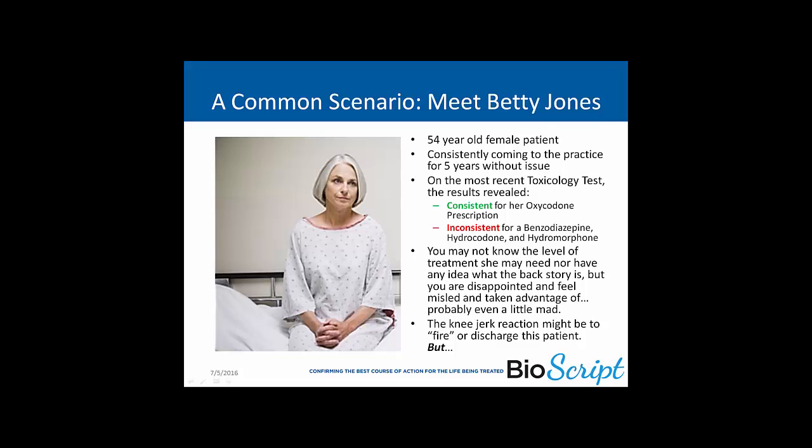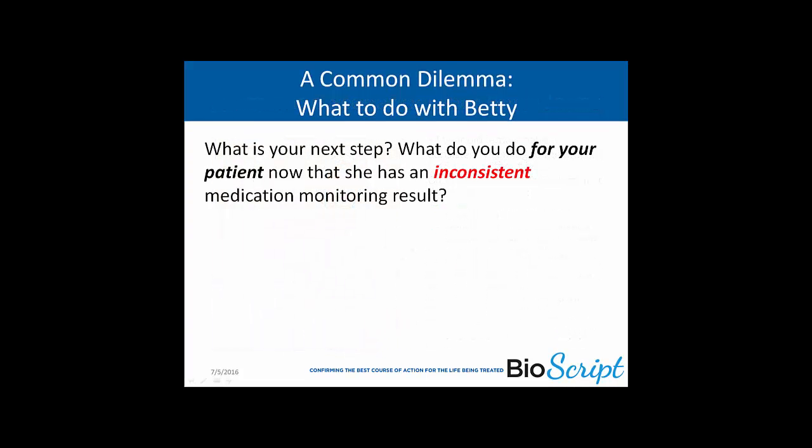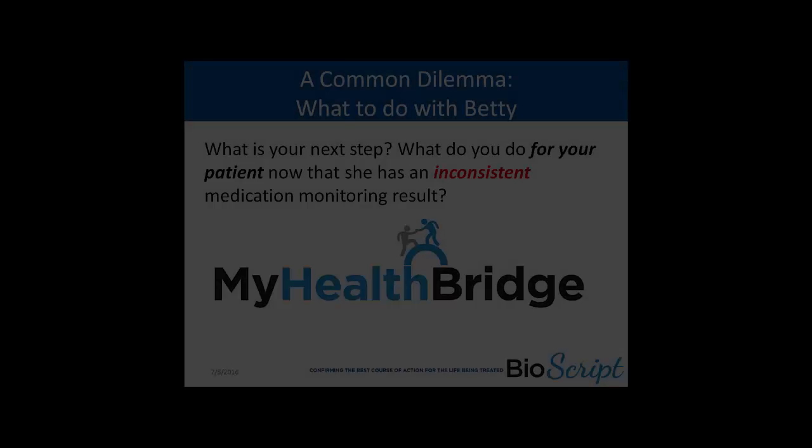You are not sure what's going on, but you're having a variety of feelings: confusion, frustration, maybe even a little anger. Your smile fades further, and you know 2 things for sure. Number 1, you're probably not going to make your lunch, and number 2, you have no idea what to do and what to say to Betty. So what is your next step? What do you do for your patient now that she has an inconsistent medication monitoring result? We hope your answer will be MyHealthBridge.